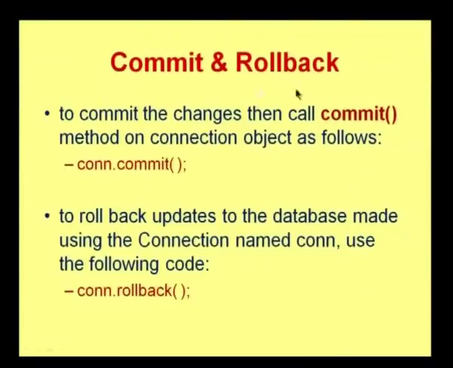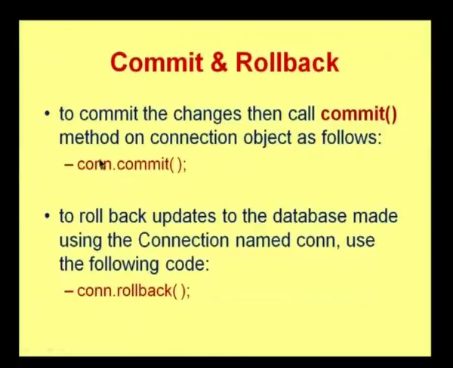So how to do this with respect to Java? To commit the changes, we call the commit method on the connection object. So I give connection.commit. To roll back the updates to the database made using the connection named CONN, I call the method called rollback.